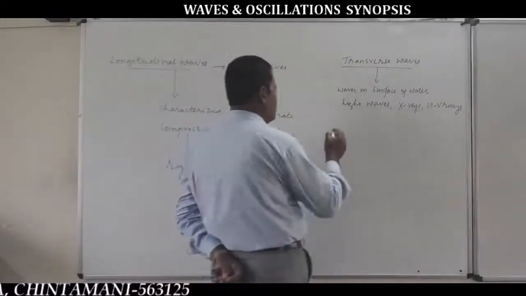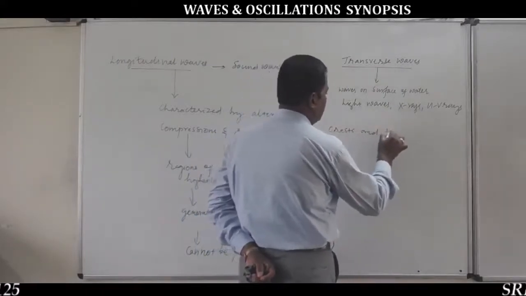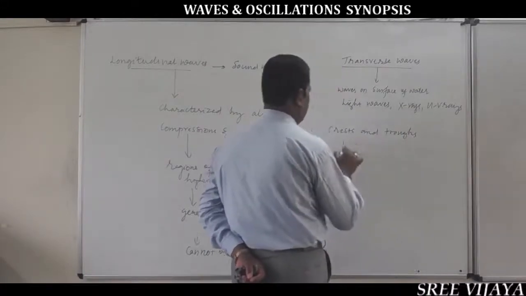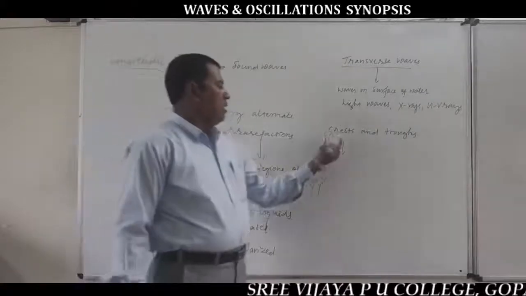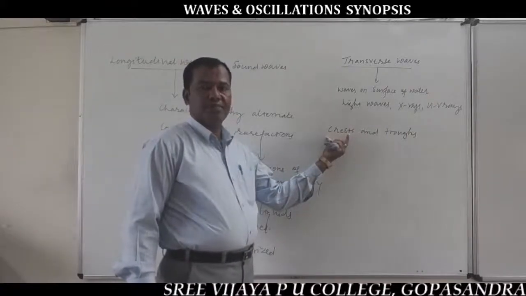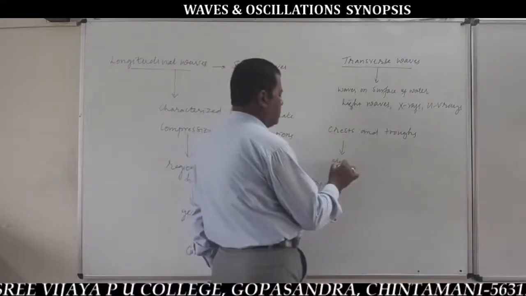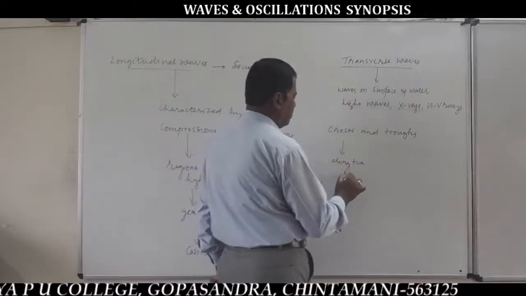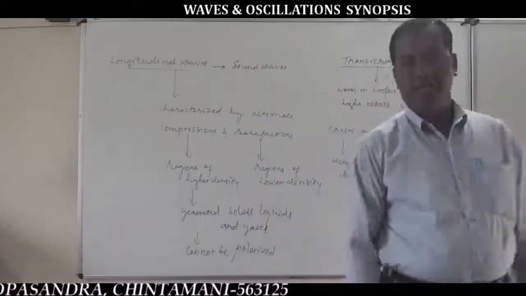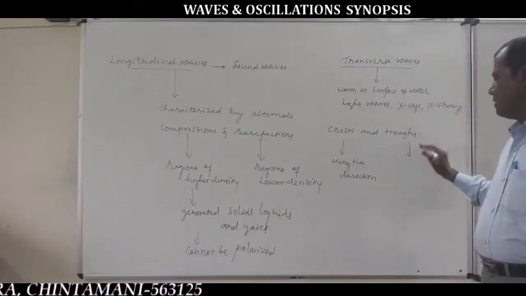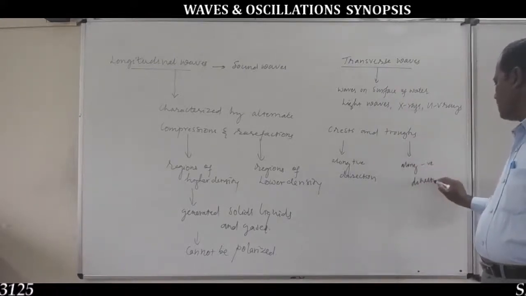Transverse waves are characterized by alternate crests and troughs. In a transverse wave, a particle is said to be in crest if it has a maximum displacement along a positive direction. And in a transverse wave, a particle is said to be in trough if it has a maximum displacement along a negative direction.